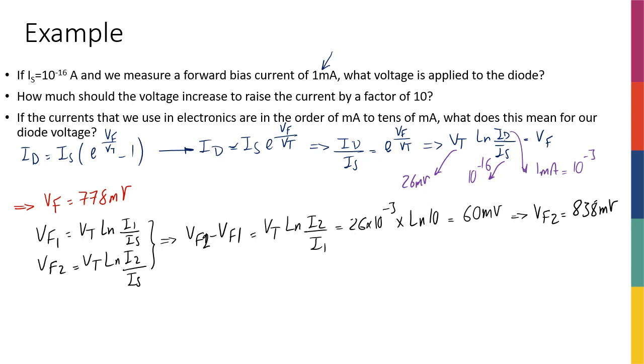Okay. Now, what's the lesson that we can actually learn from this? So it's actually the third bullet item up here. It's asking us if the currents that we use in electronics are in the order of milliamps to tens of milliamps, what does this mean for our diode voltage? So basically what it's telling us is that in electronic circuits, especially integrated circuits, especially inside the microchips, we don't have currents that are in the order of amps or even like hundreds of milliamps because, well, things will burn out. Remember, like the size of these chips are in the order of like nanometers and micrometers.